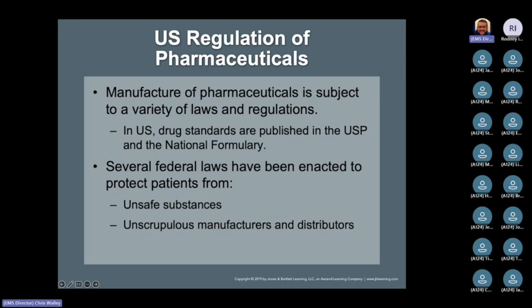All right, so the manufacture of pharmaceuticals in the U.S., as in most other countries, is subject to a variety of laws and regulations. That's why we can't get certain medications in the U.S., and that's why we have some medications that other countries can't. It is intended to protect us as consumers. It does prohibit manufacturers from making false claims about the benefits of their particular drug. There are some regulations that they follow.